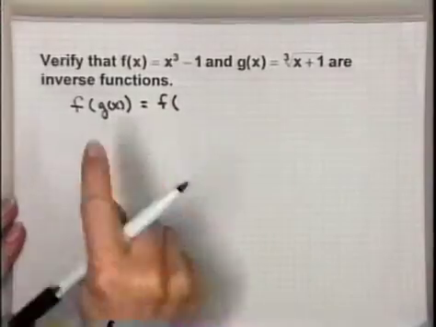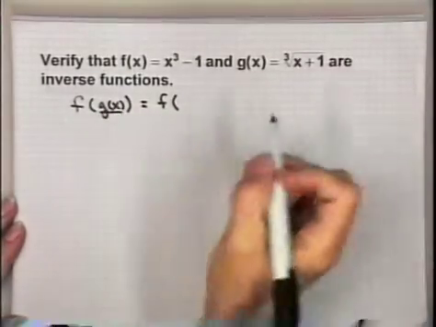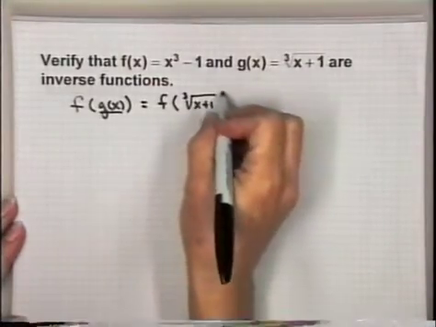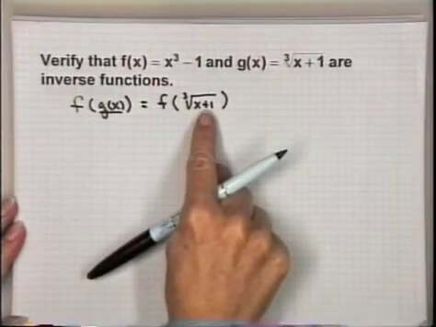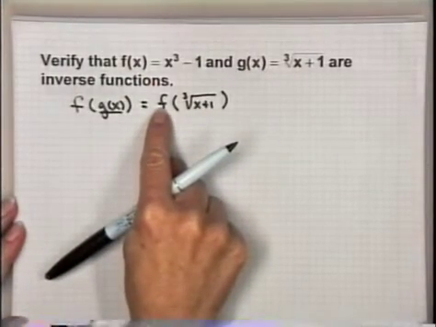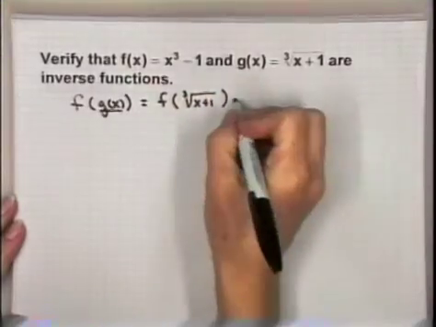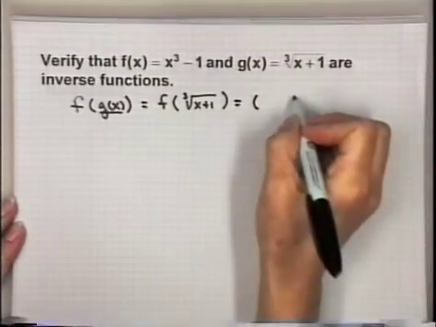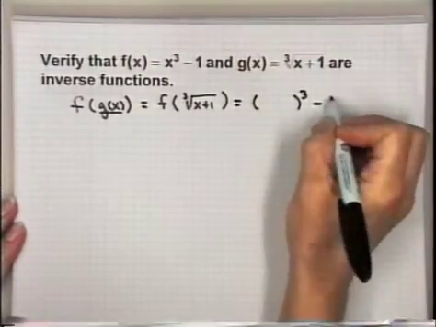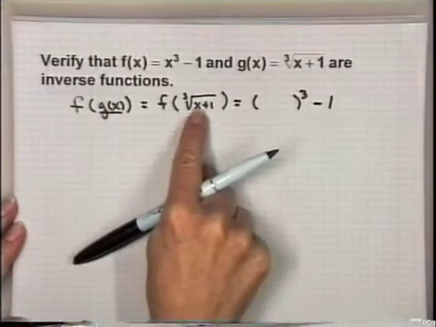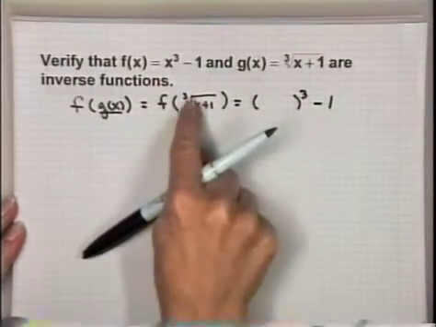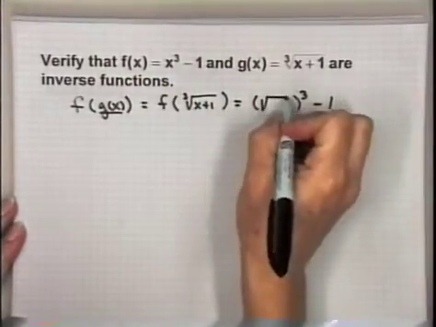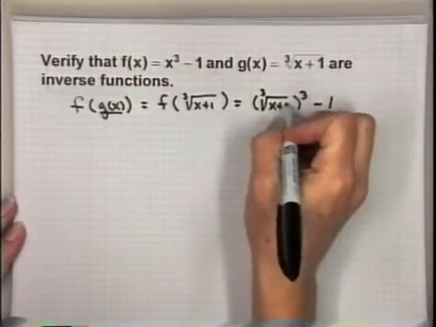Notice what we're doing here. g of x happens to be the cube root of x plus 1. So we are putting the cube root of x plus 1 into function f. Well, let's look at function f. Function f has something cubed minus 1. Let's put a parenthesis for that something cubed minus 1, and this is the replacement for that x. Recall, this means this is replacing our variable in function f. So we're going to replace the x right here with the cube root of x plus 1.